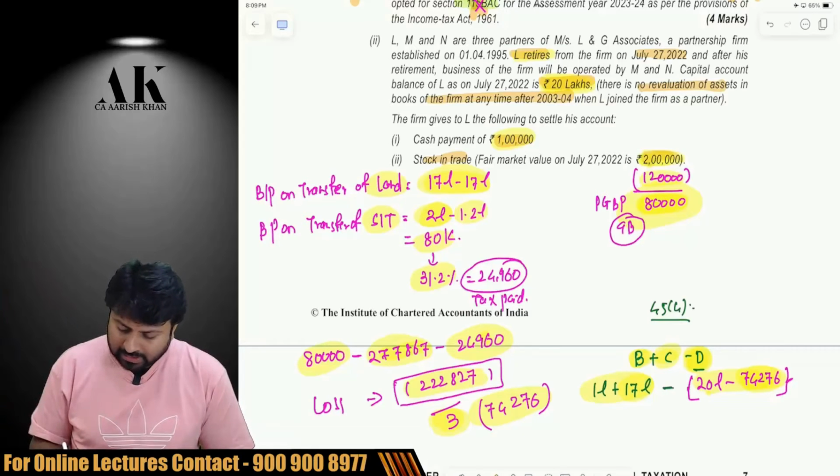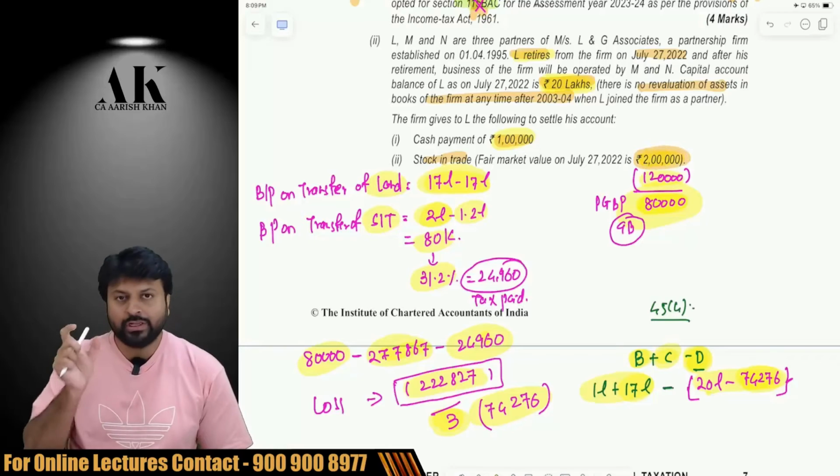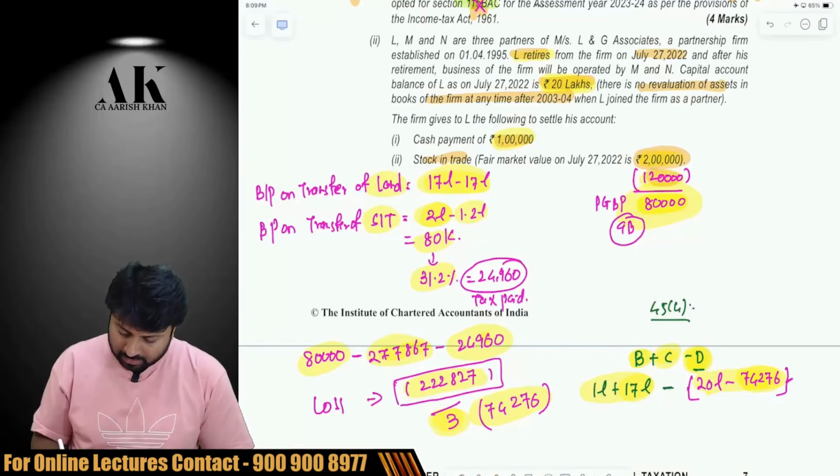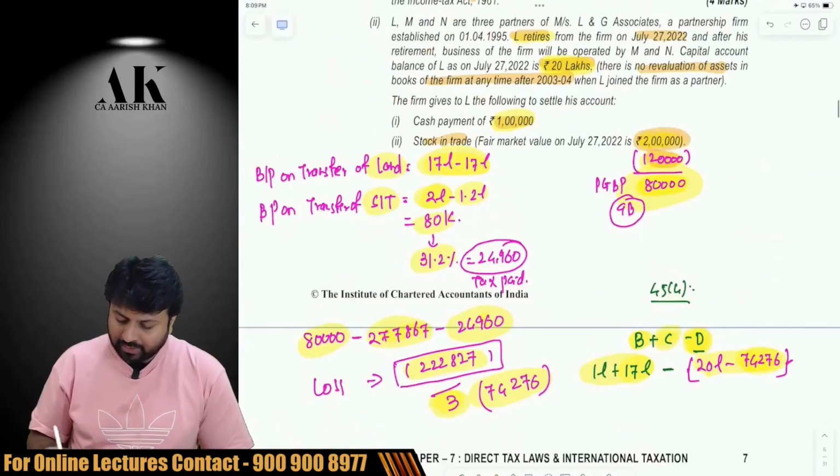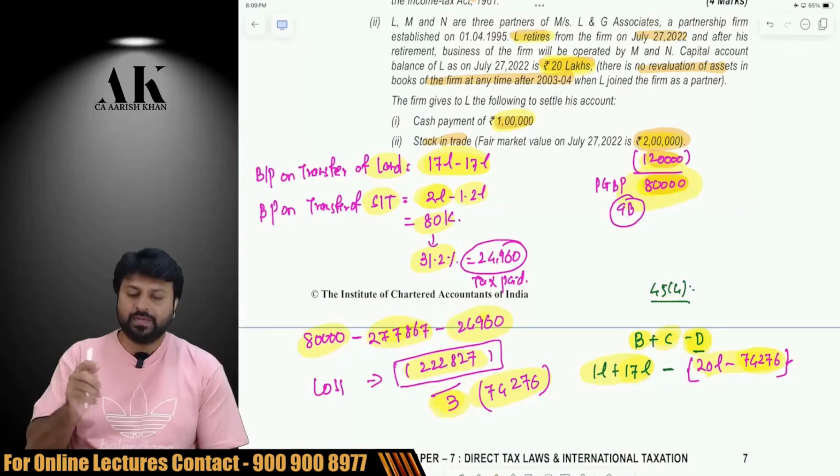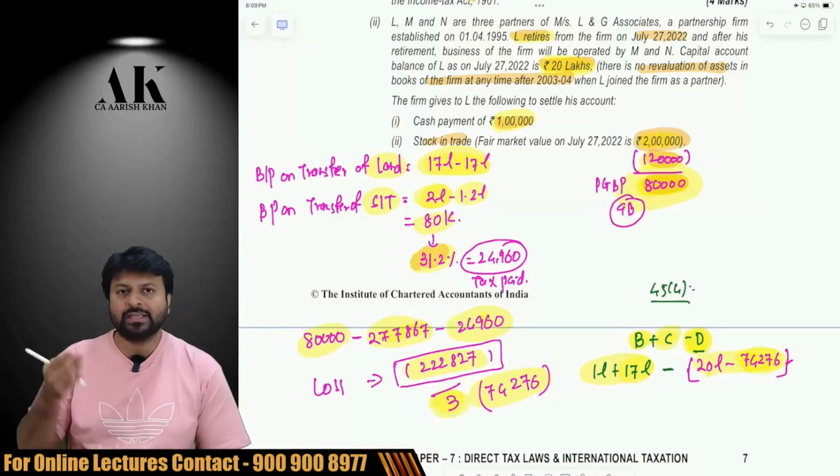The stock in trade is how much? The value of the stock in trade is 2 lakh. You have to take the fair market value of the stock in trade and compare it with the cost of the stock in trade, which is 1,20,000. Therefore, 80,000 will be what? The PGBP income, which will be subject to 31.2% tax in the hands of the firm.